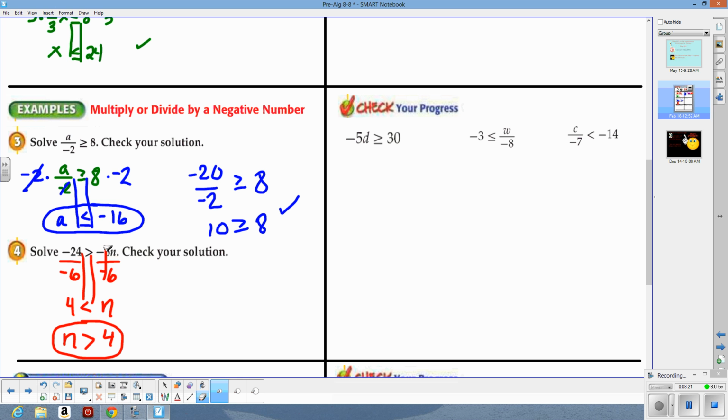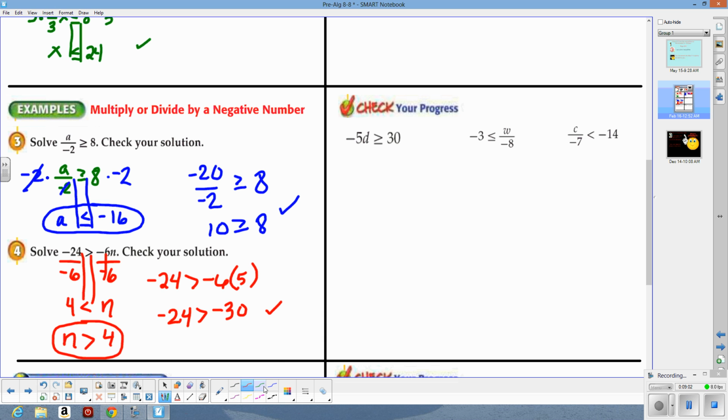Now to check this out, I'm going to plug in 4 first of all. Negative 6 times 4 is negative 24, so that works out to be equal. Now choose a number greater than 4, such as 5. And now we're going to see if negative 24 is greater than negative 6 times 5. Well, negative 6 times 5 is negative 30. And negative 24 is greater than negative 30 because remember, with negative numbers, it's kind of the opposite of what you would think. Negative 24 is bigger than negative 30 because it's closer to 0.